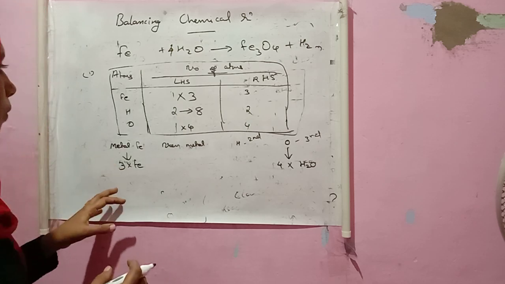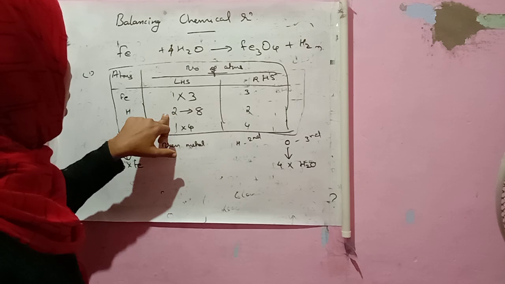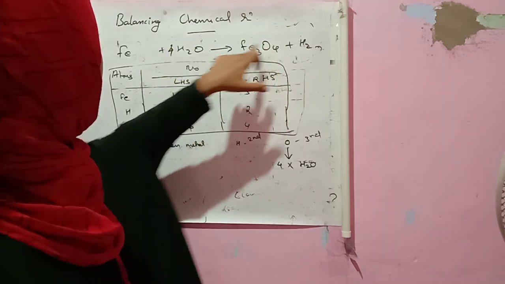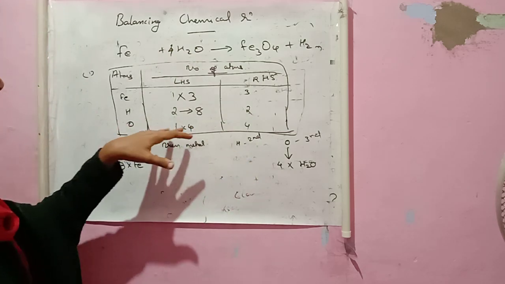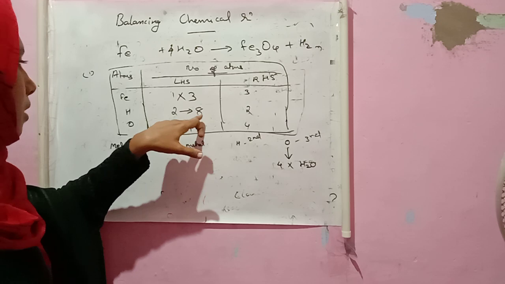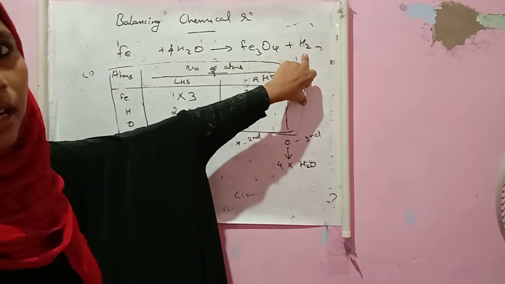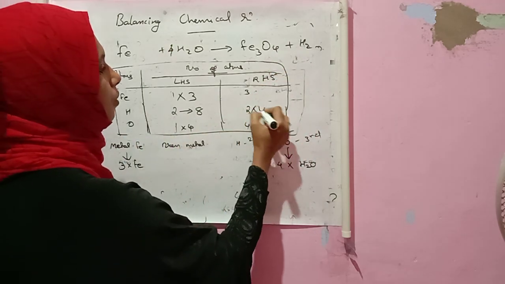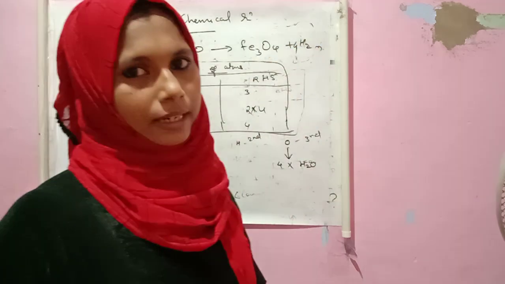Now moving to oxygen: this is 4 in number and this is 4 in number. Yes. Now checking whether hydrogen is balanced or not. It changed from 2 to 8, so we need to balance this as 4 into 2 on the RHS. Now hydrogen is also balanced.